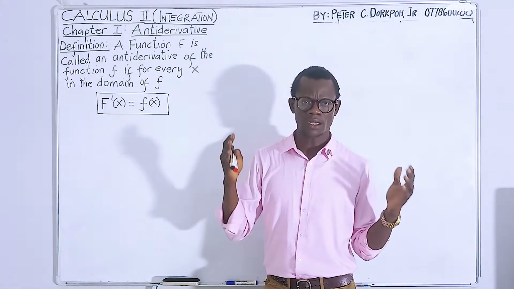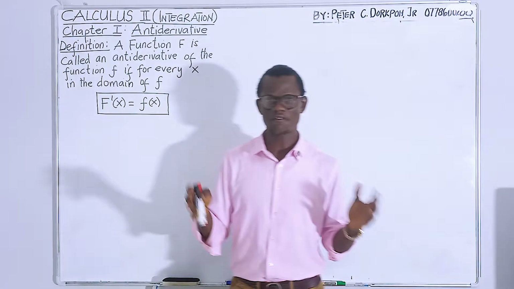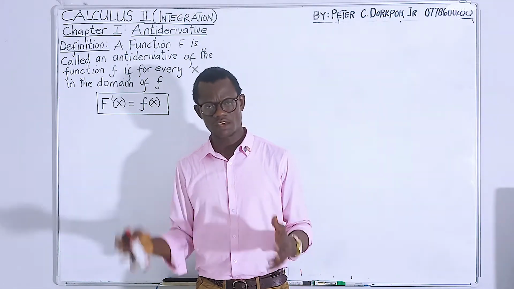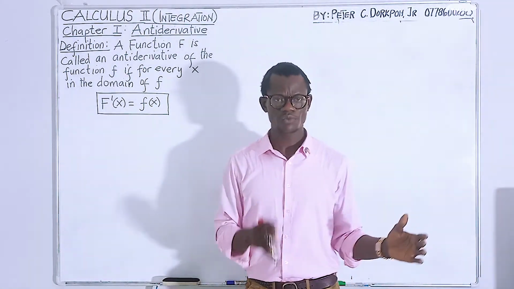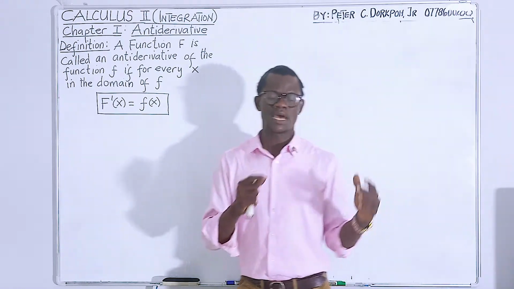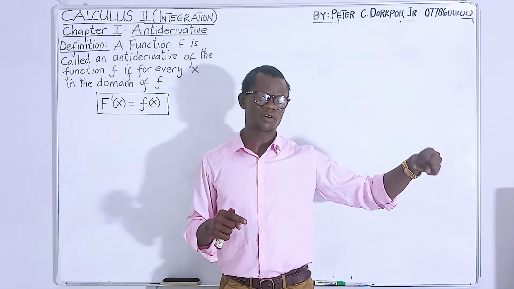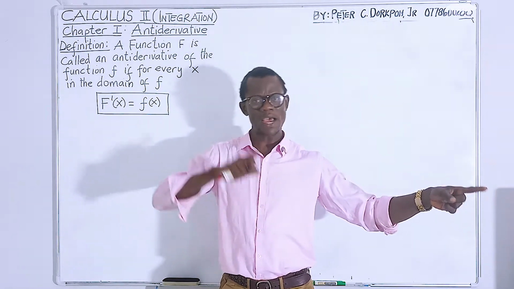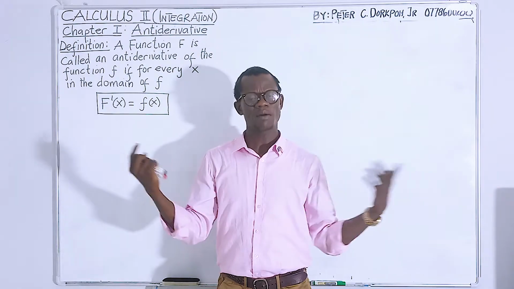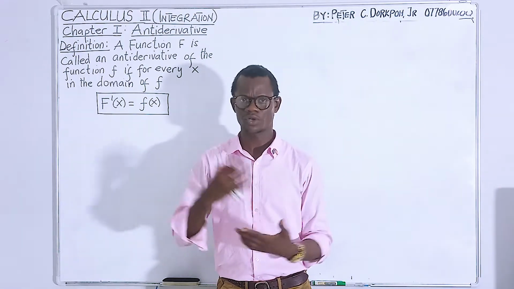Whenever you have a function and that function is differentiated to give you a new function, that is the derivative. Now, when you find the antiderivative of that particular one, you go back to the original function. That makes them a kind of inverse of each other.